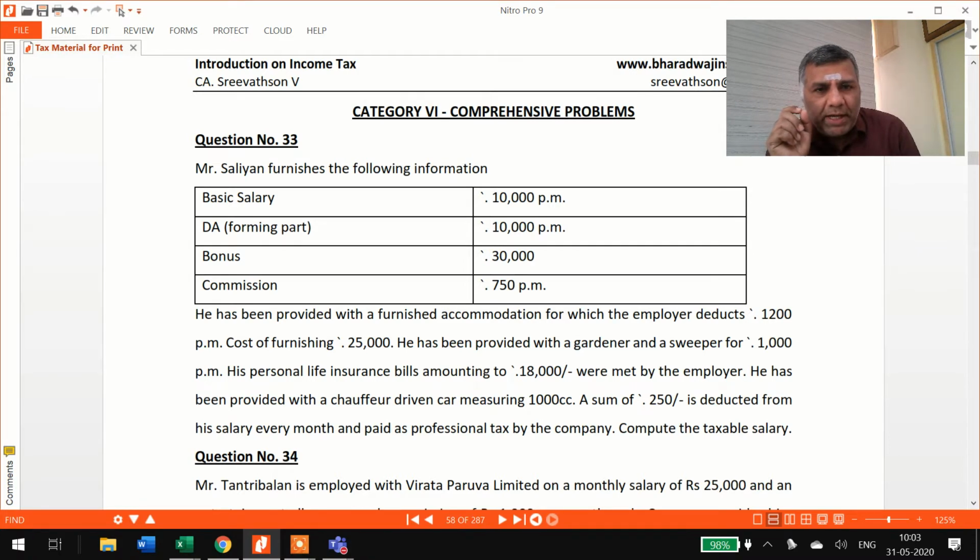He is provided with a furnished accommodation for which the employer deducts 1,200 per month. Cost of furnishing 25,000. Provided with a gardener and sweeper for 1,000 per month. His personal bills amounting to 18,000 were paid by the company. He has been provided with a chauffeur-driven car measuring 1,000 cc. A sum of 250 is deducted from his salary every month and paid as professional tax by the company. Compute the taxable salary.